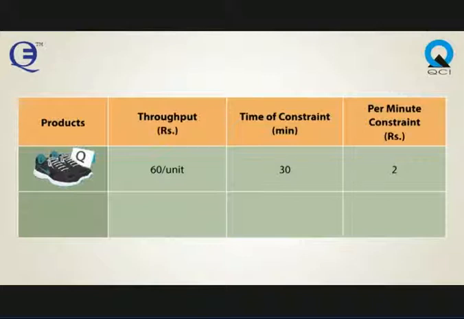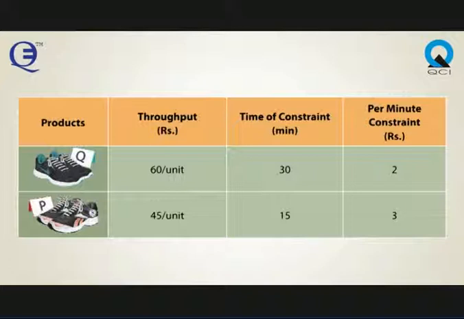Let's go to P. For P, I make a throughput of 45 rupees. And for these 45 rupees, I use 15 minutes of resource B. Per minute throughput of resource B for making P is 3. So, every minute that I use to make P generates me 3 rupees. Every minute I use to make Q generates 2 rupees. That is why P is a more profitable product.